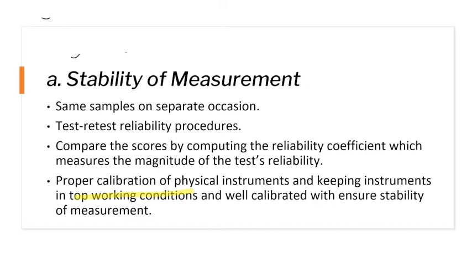In the same way, for example, if I'm using the weighing scale, if I weigh the child now, the child is 26 kilograms. If I weigh the child 30 minutes later, I'm sure that the child should still be 26 kilograms. Okay, that's stability of measurement.